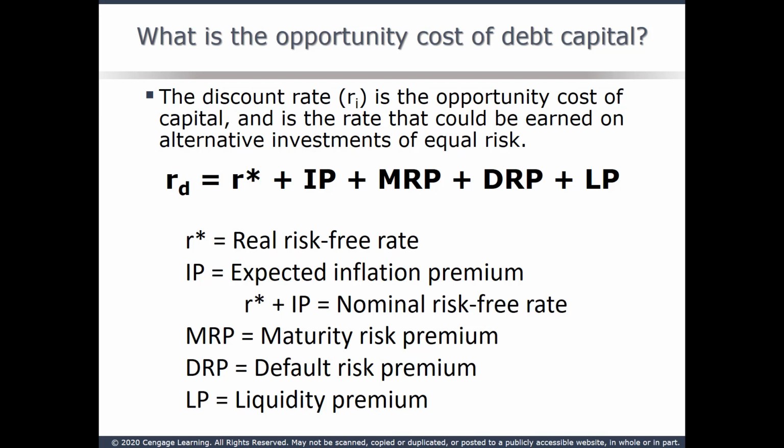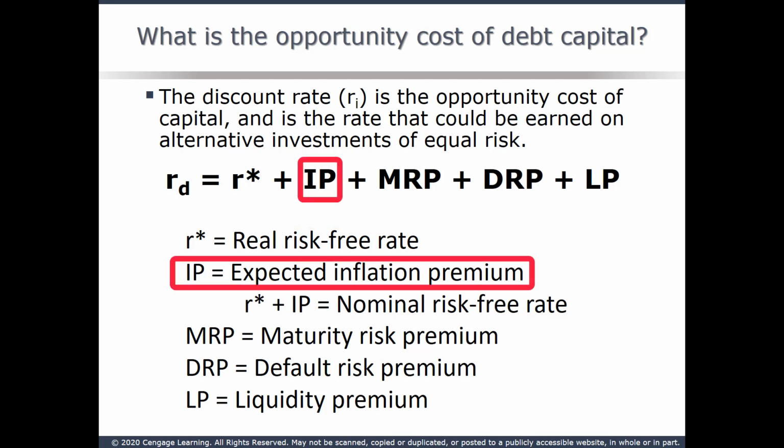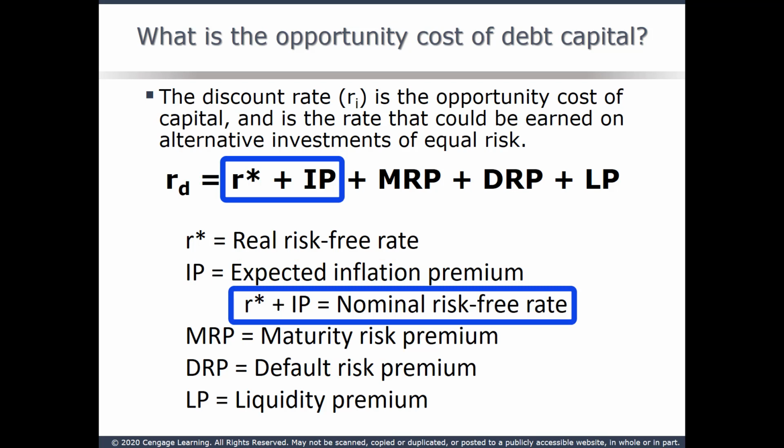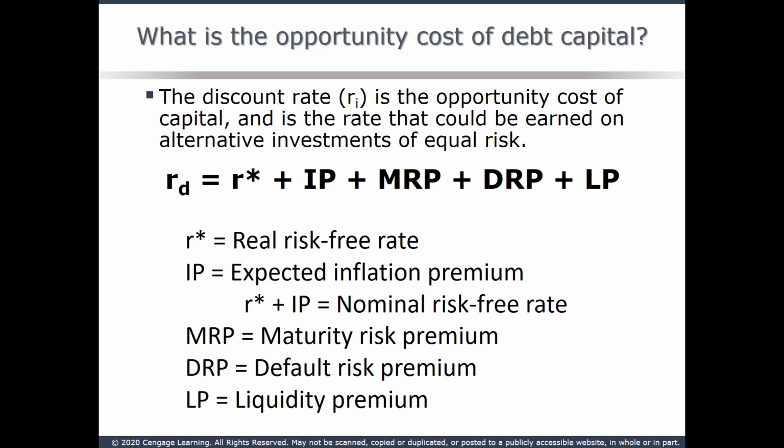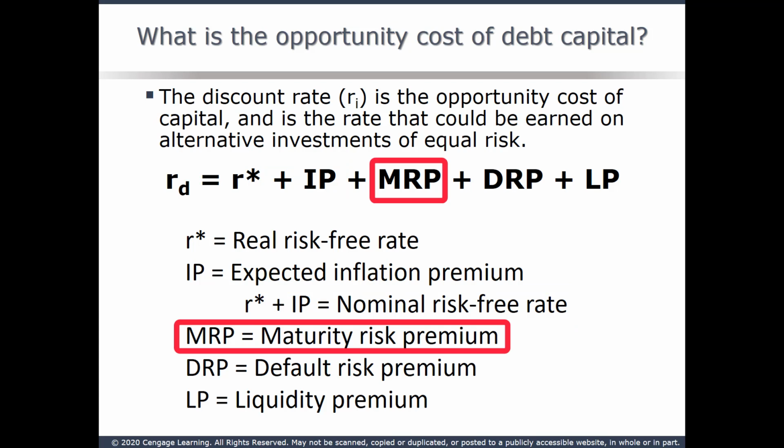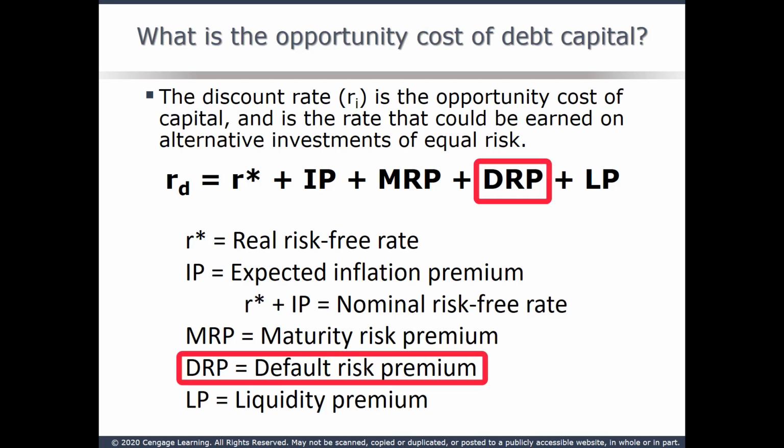The components of that rate include the real risk-free rate, to compensate the buyer for the time value of their money, an inflation premium based on expected inflation. The risk-free rate plus the inflation premium is equal to the nominal risk-free rate. A maturity risk premium: longer-term bonds have to pay a bit more since they tie up your money longer. A default risk premium based on the potential for default.